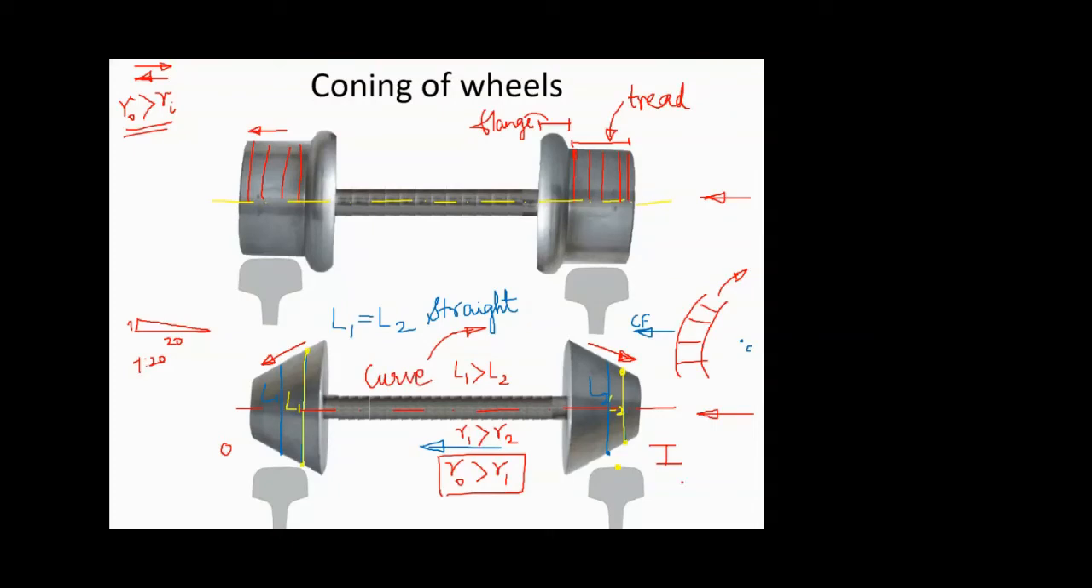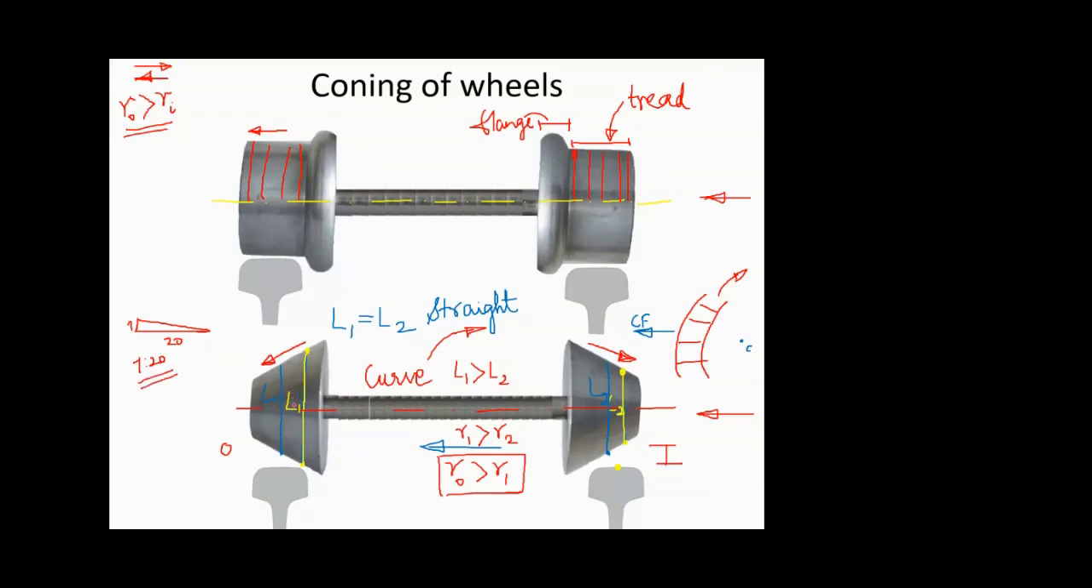So that's how the same coned wheel is used for the straight section as well as for the curve section. I hope you have understood why coning of wheel is required. The basic aim of that coning is to make your train take a turn in the desired direction. And the coning, as I told you, is of slope 1:20.